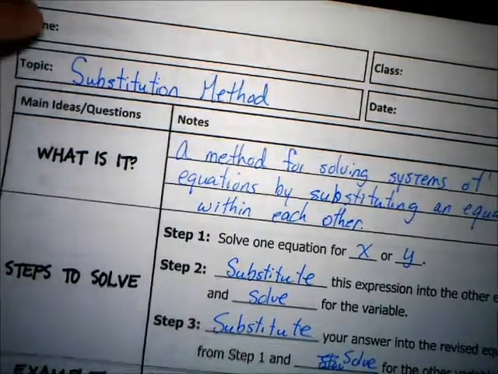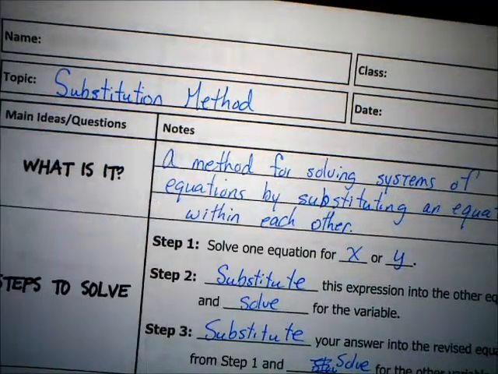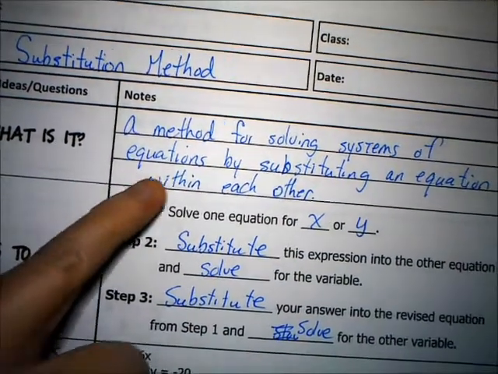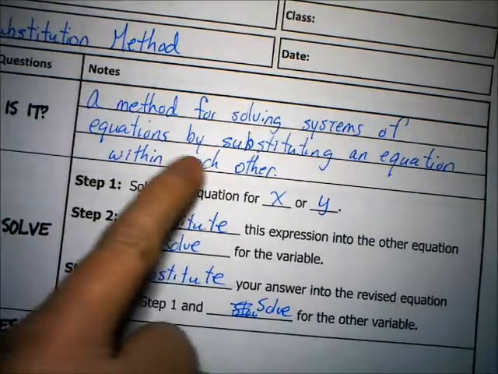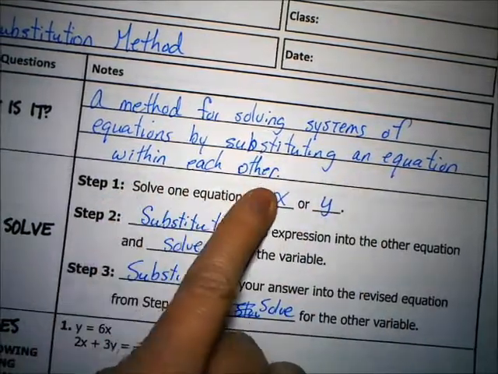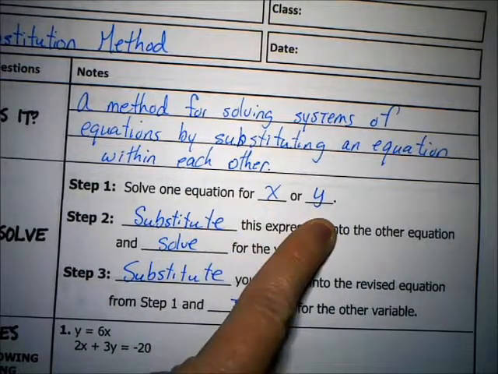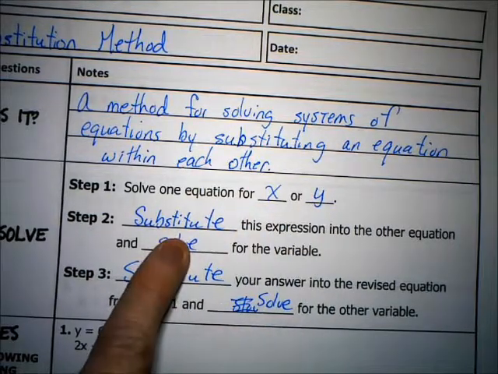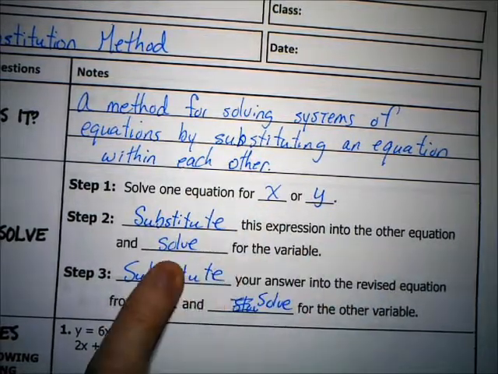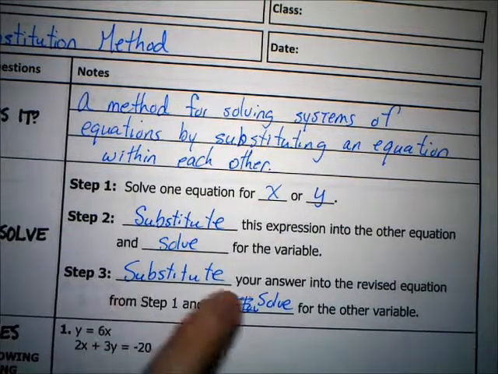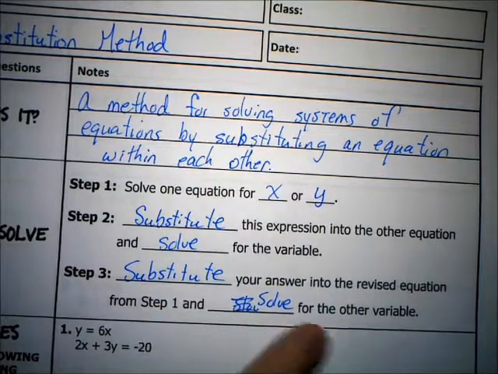Okay, here are our notes on the substitution method for solving systems of equations. It says a method for solving a system of equations by substituting an equation within each other. Basically what we're going to do is solve for x or y and then substitute it into the other equation and solve it for a letter. And once you have that answer, you'll substitute it back into the other equation and solve for the other letter.